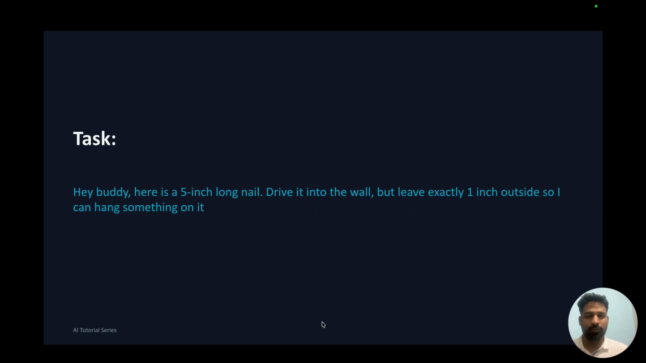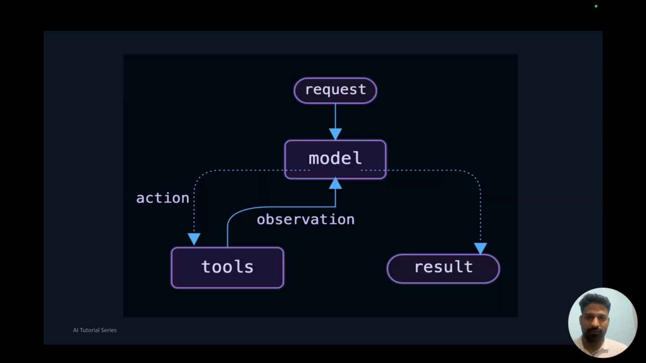Now this task or prompt goes to the LLM model. The LLM model thinks that it needs to execute the hammer tool. And once the tool is executed, the tool response goes to the LLM. And the LLM thinks again whether the task is completed or not. If the task is completed, the response will return to the user.